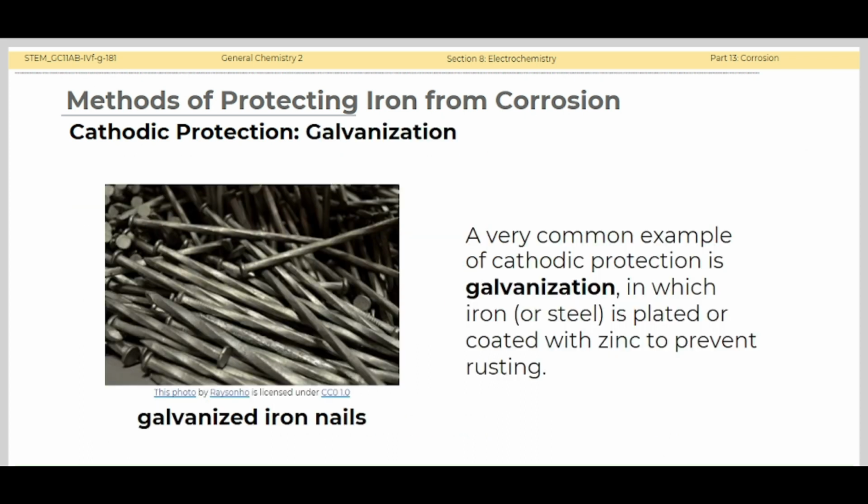A very common example of cathodic protection is galvanization, in which iron or steel is plated or coated with zinc to prevent rusting.